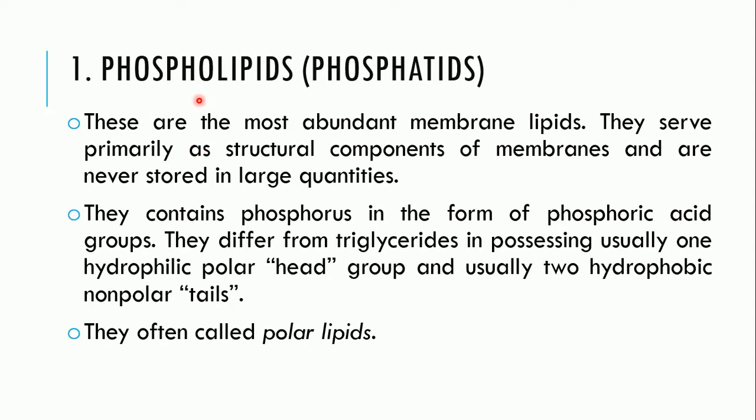So the first one is phospholipids, that is also called phosphatides. These are the most abundant membrane lipids. They serve primarily as structural components of membranes and are never stored in large quantities. They contain phosphorus in the form of phosphoric acid groups. They differ from triglycerides in possessing usually one hydrophilic polar head group and usually two hydrophobic nonpolar tails. They are often also called polar lipids.